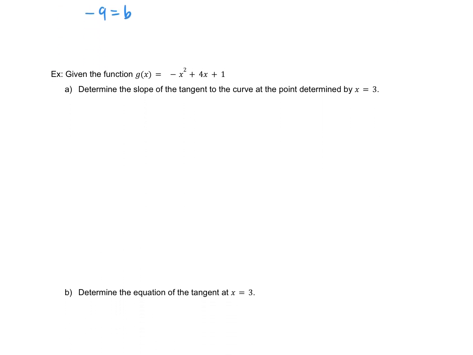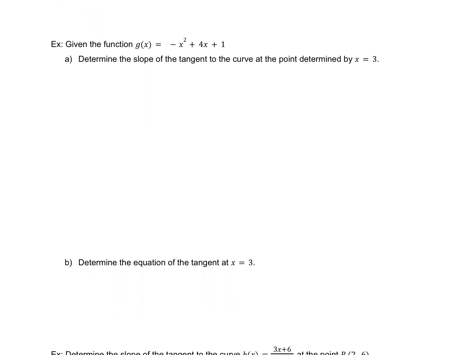Let's try another parabola that is a little bit more involved. Given the function g of x equals negative x squared plus 4x plus 1, determine the slope of the tangent to the curve at the point determined by x equals 3. Okay, well, I need to know what g at 3 is. So negative 3 squared plus 4 times 3 plus 1. That's going to be negative 9 plus 12 plus 1, which is 4.